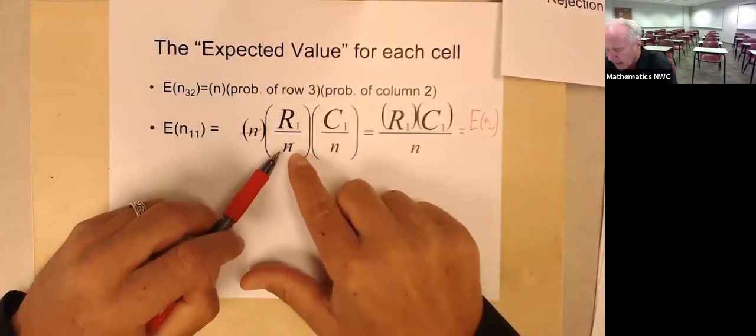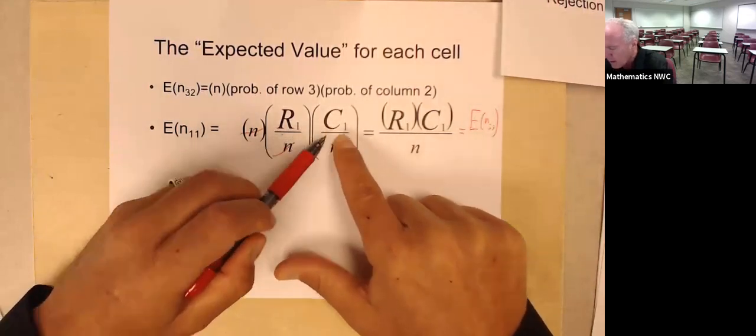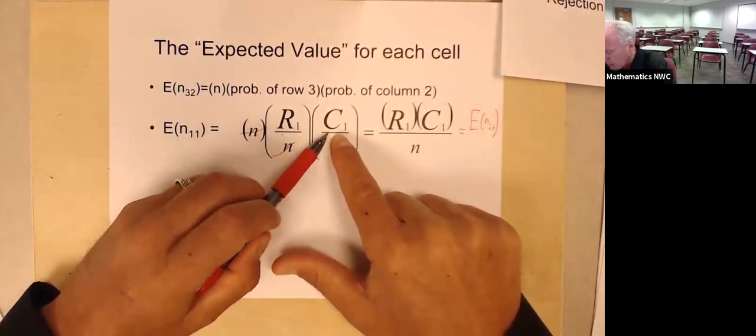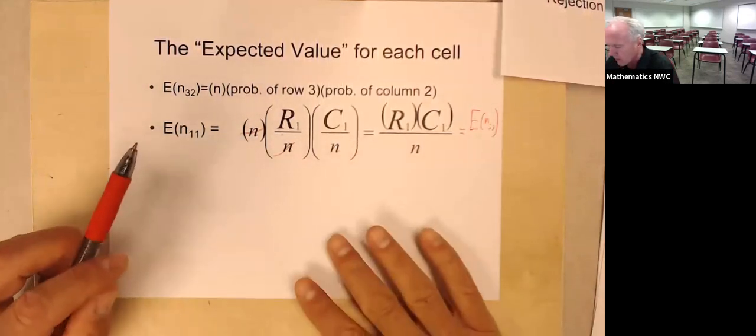But what does it mean again? This is the probability that it's in that corresponding row times the probability that it's also in that corresponding column times the number of people that we're looking at.